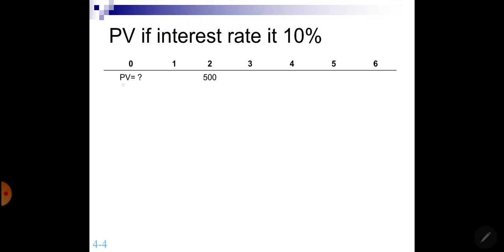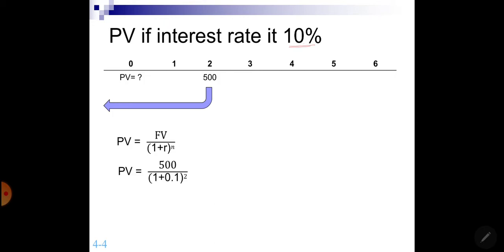Present value always means today, time 0. So 500, 2 years later, how much should you deposit today if you know that you can earn 10% interest? You can use the present value formula to find that out. The future value is 500, 10% is the interest rate, and you have to bring the value back 2 years. You're taking it back 1 and 2.